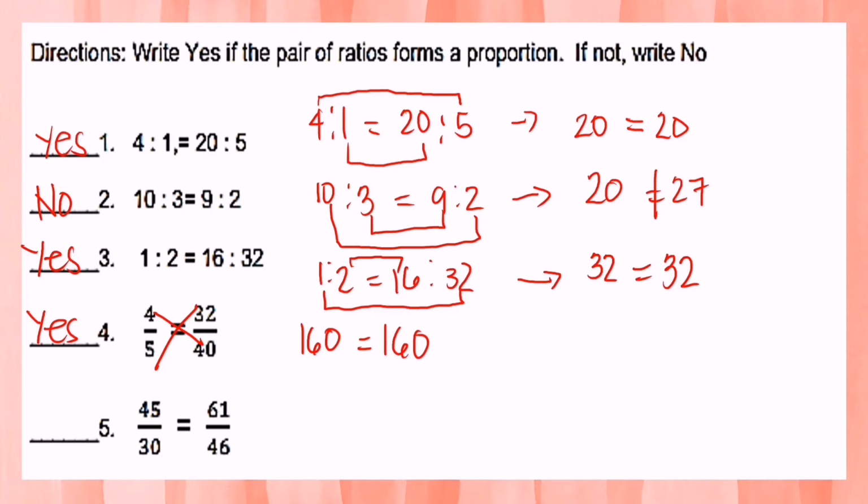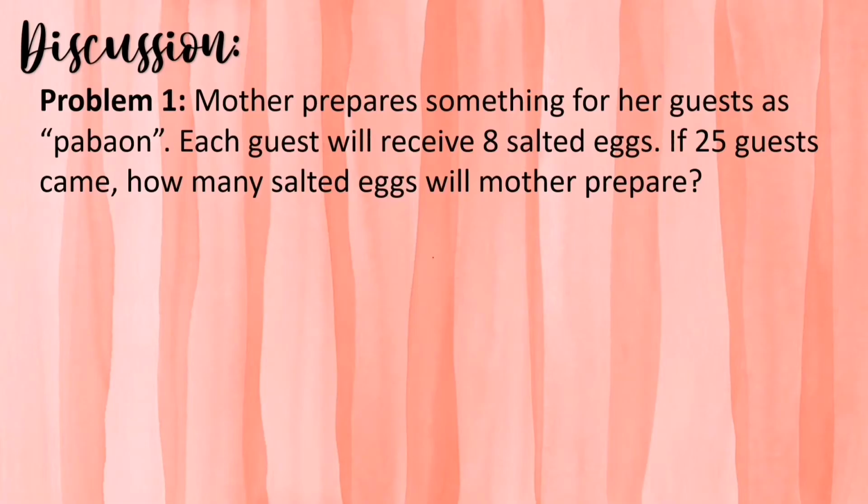And number 5, 45 over 30 is equal to 61 over 46. So 45 times 46 is equal to 2,070, while 61 times 30 is equal to 1,830. So hindi sila equal. It only means that number 5 is not a proportion. So the answer is no. So now let us have the discussion.